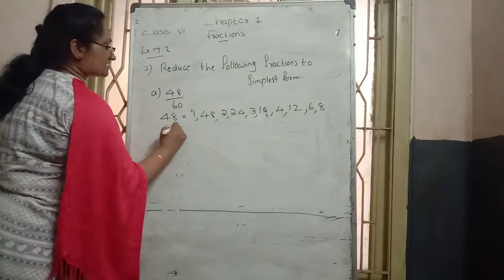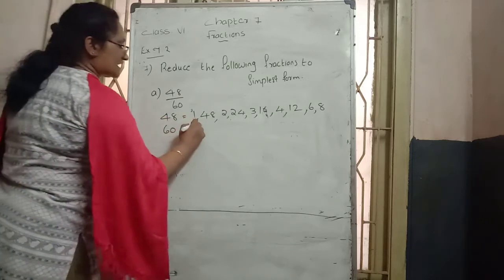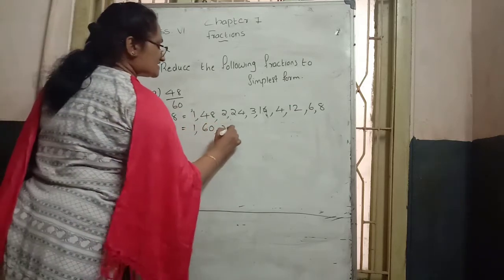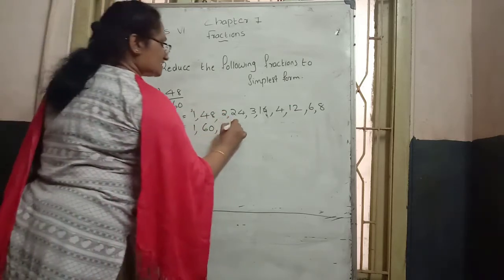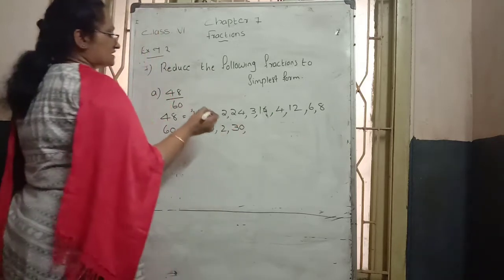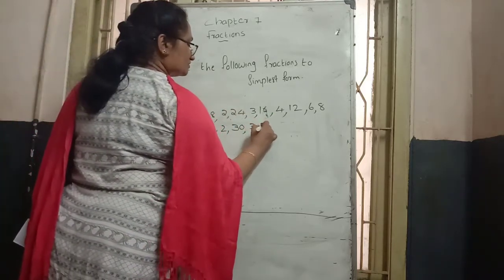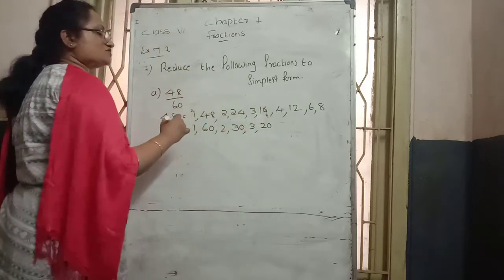In the same way, find out the factors of 60. The 1 table gives 60, and the 2 table gives 30, so the 30 table also. Then next, the 3 table, yes, 3 into 20 becomes 60. That's why the 20 table also.